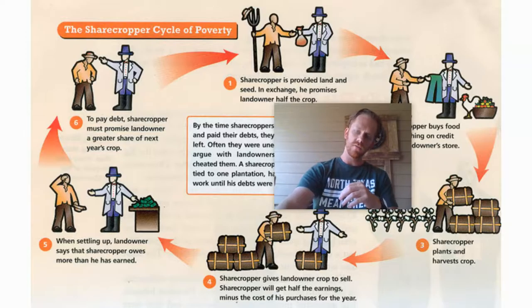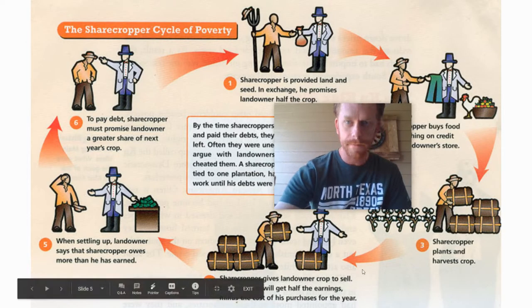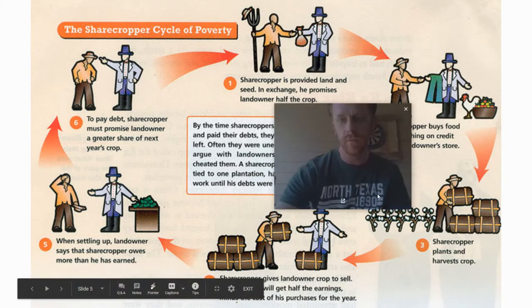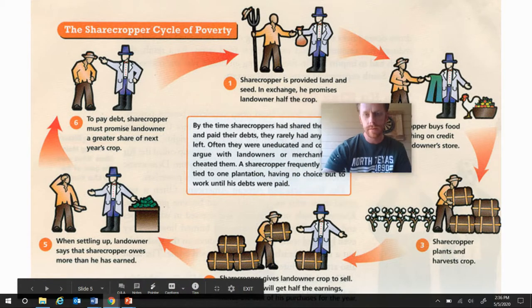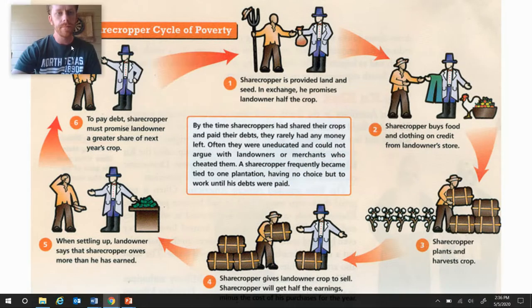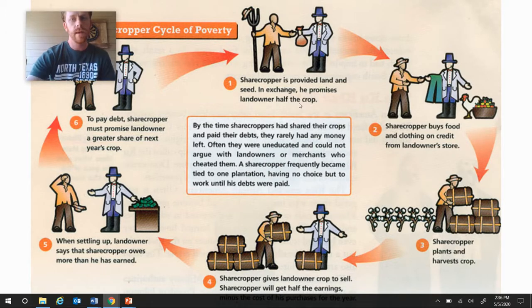So I'm going to show you this graph here. Sharecroppers. Let me move myself out of the way here a little bit so you can see. Sharecroppers, okay? They're provided a certain amount of land from the landowner, and they're also given seeds and the tools they need to work this land.